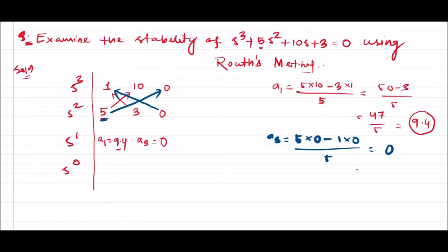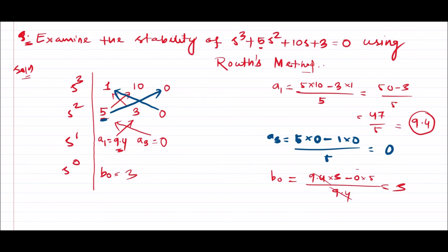Okay, let us fill up the s^0 row. Let this value be b0. The b0 coefficient can be calculated as b0 = (9.4 × 3 − 0 × 5) / 9.4, and the result is 3. So this coefficient is equal to 3. I don't have any other s values for which we need to calculate coefficients. So this is all about Routh's array, and we have completely filled it up with all the coefficients.